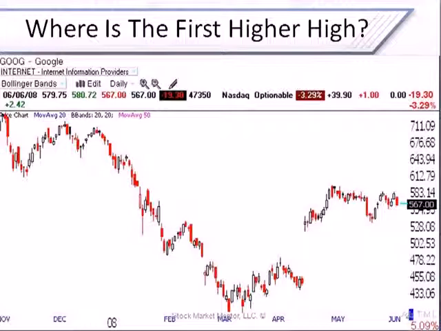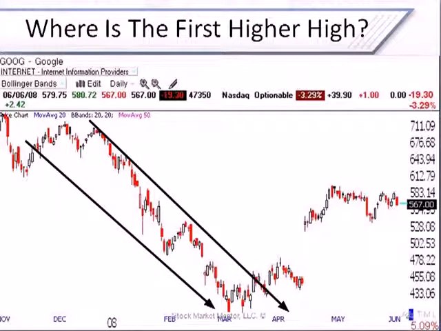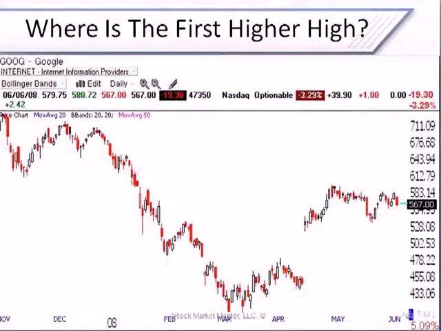Here's an old chart of Google. You can see the stock trending down. Where is the first higher high? You've got to look and say there. This is all within the downtrend here, and then finally, oh, we get a higher high, we buy the break, or we buy the pullback here, and then we ride this on to victory.